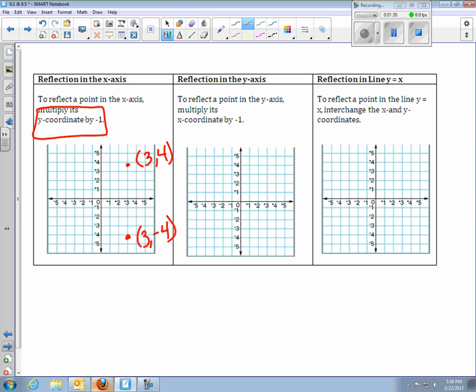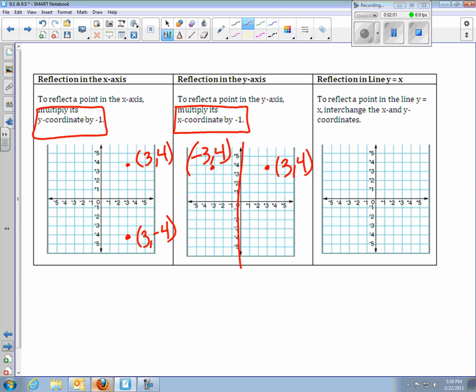All right, so let's stick with that 3, 4 point, and we are going to now reflect it over the y-axis. So we're reflecting over here. And to reflect it over the y-axis, we're going to multiply its x-coordinate by -1. So now, instead of 3, 4, we're going to be -3, 4. All we did was change the sign of the x-coordinate.